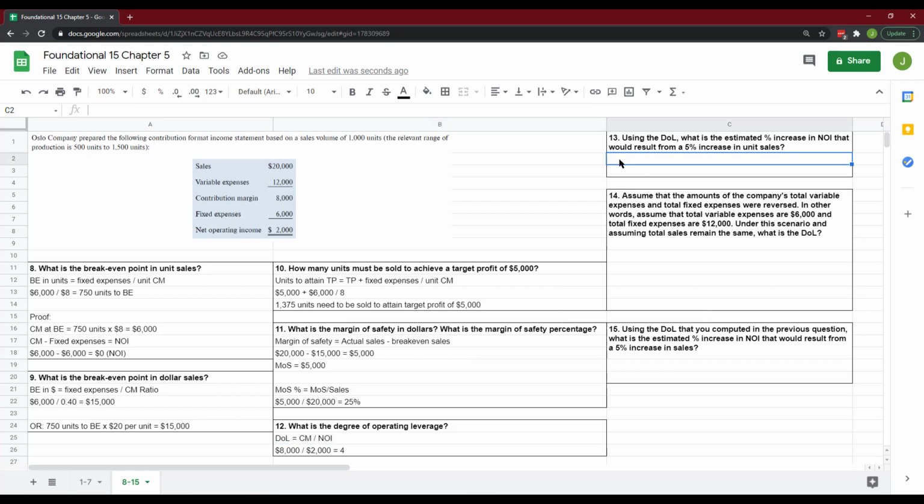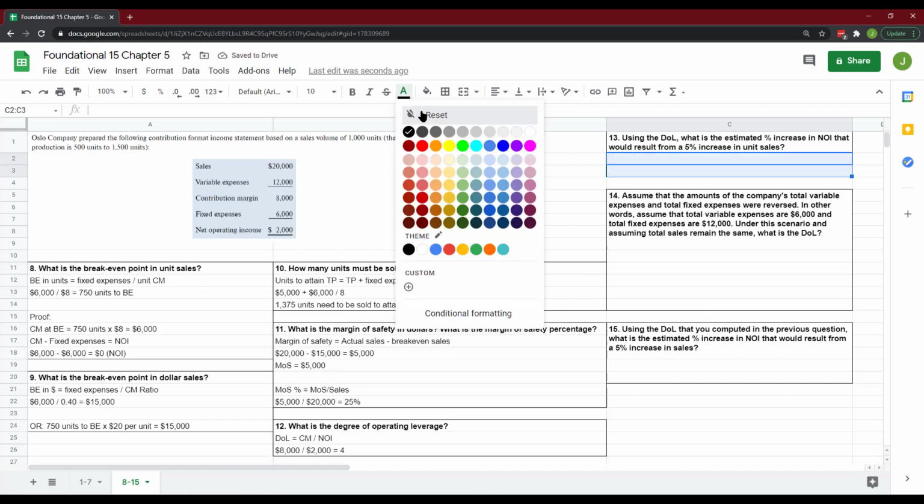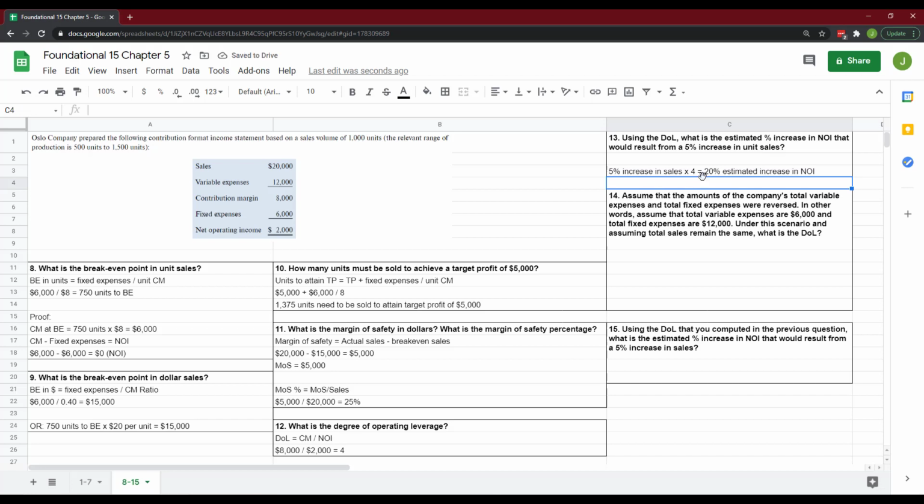So for 13, it says, using the degree of operating leverage, what is the estimated percent increase in net operating income that would result from a 5% increase in unit sales? So we just said for every 1% increase, we can anticipate that percent change in net operating income. So if sales are to increase by 5%, we would multiply that 5% by that degree of operating leverage of 4. And 5% times 4 gives us a 20% estimated increase in net operating income. So that would just be our estimate of the change.